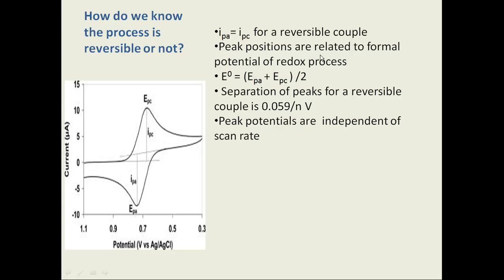Peak positions are related to the formal potential of the redox couple. And then E0, that means the standard electrode potential, is equal to EPA plus EPC divided by 2. If this happens, then we can call the process reversible.